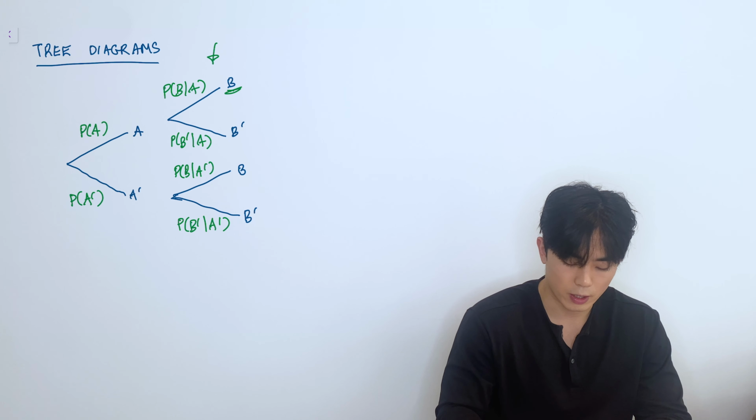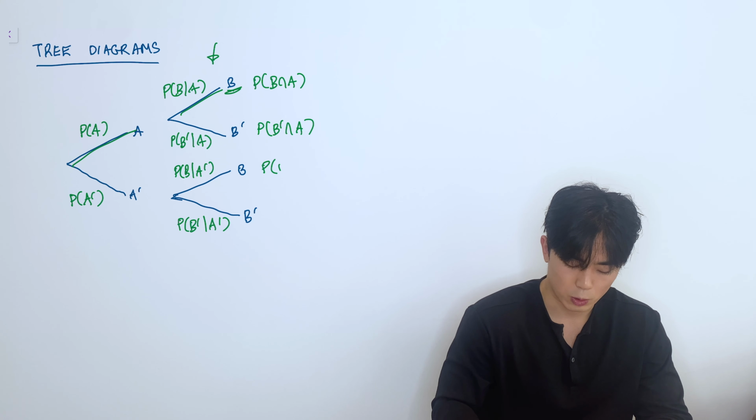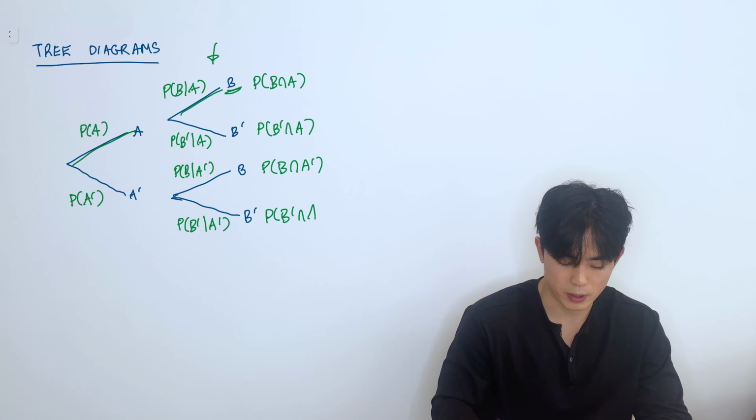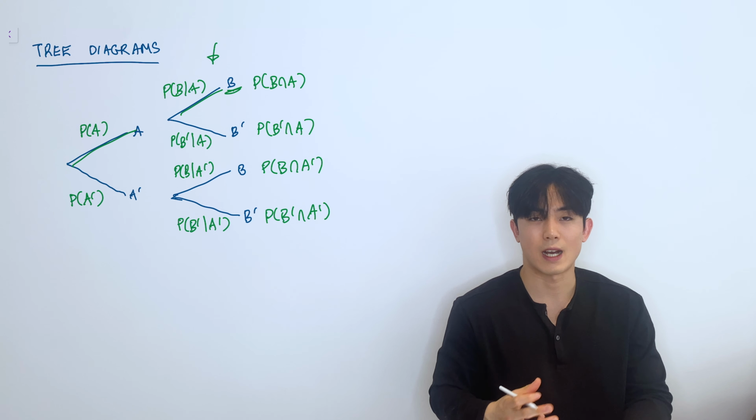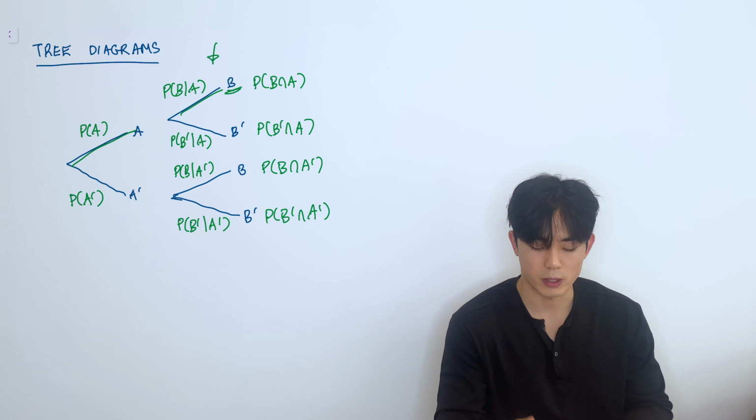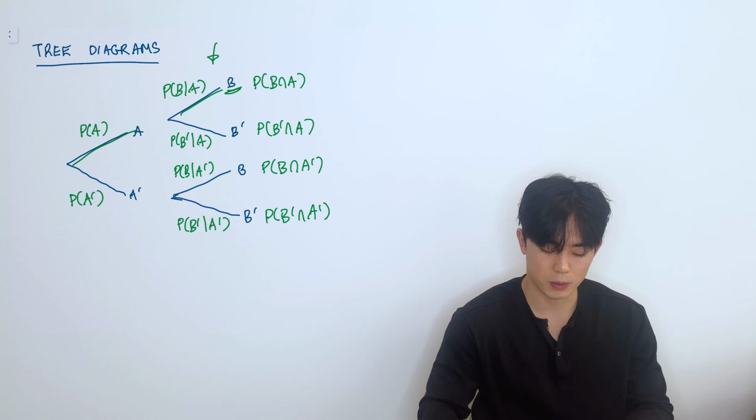And therefore, for the final sections, if you were to go along here and here, this value would represent the probability of B and A. This one would be the probability of not B and A. This one will be the probability of B and not A. And finally, this one will be the probability of not B and not A. So we can now write some proper notations to represent these tree diagrams.